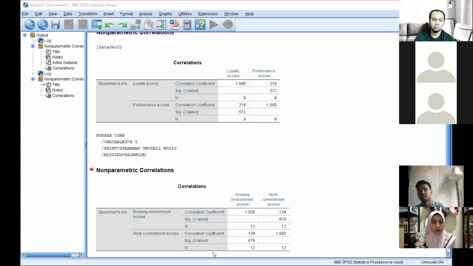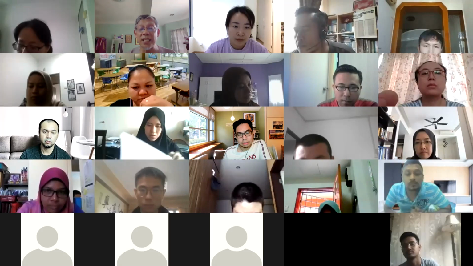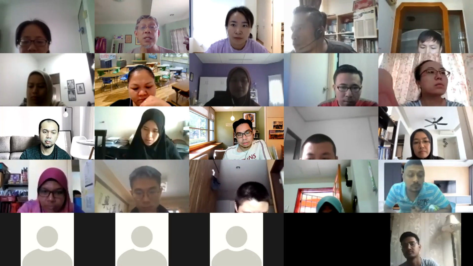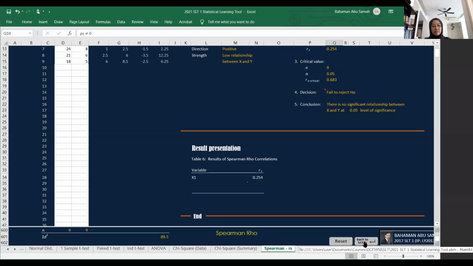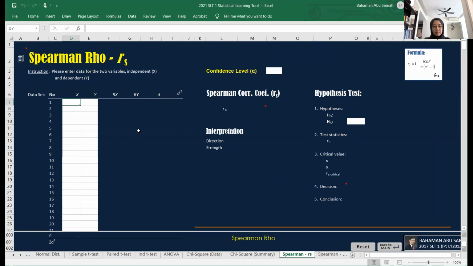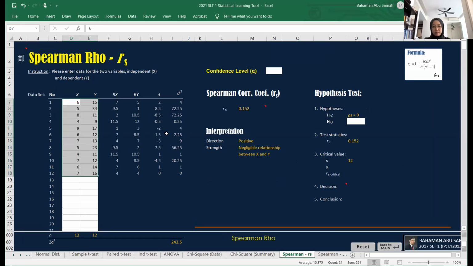Okay, now finally, how to run this in SLT. Let's go to SLT. Copy your data first. Copy your X and Y from SPSS, Control C to copy, and then go to SLT, the last thing to be discussed. When you go to SLT, what you need to do is reset, and then paste. When you paste your X and Y, it automatically calculates for you the Rx, Ry, D and D square.